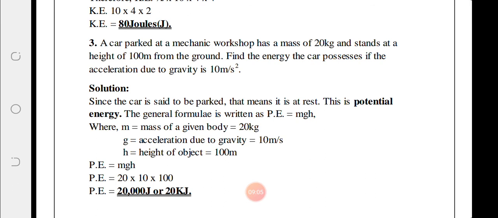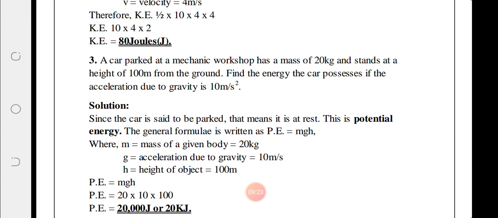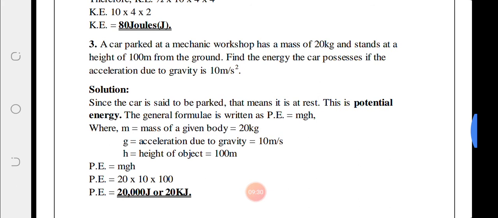a car parked at a mechanic shop has a mass of 20 kg. The car is parked, meaning it's not moving, and stands at a height of 100 meters from the ground. So find the energy it possesses if the acceleration due to gravity is 10 meters per second square. The unit of acceleration due to gravity is meter per second square. The unit of velocity is meter per second. If you notice, the car is not moving, so that means it is potential energy, because they said a car parked, it is not moving.